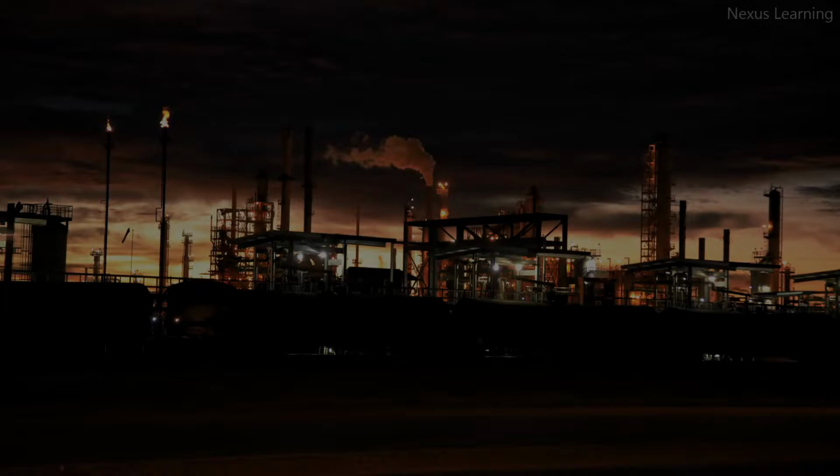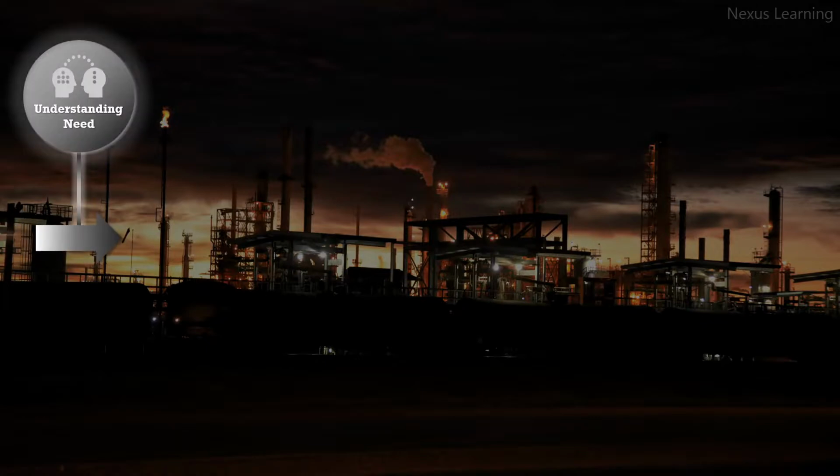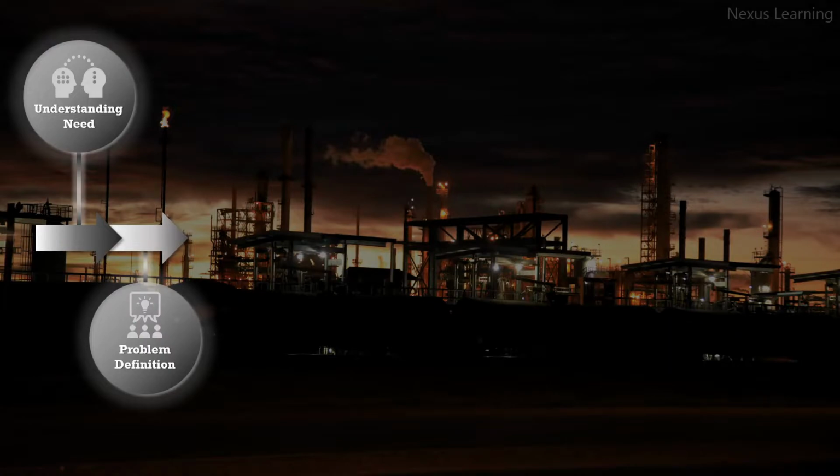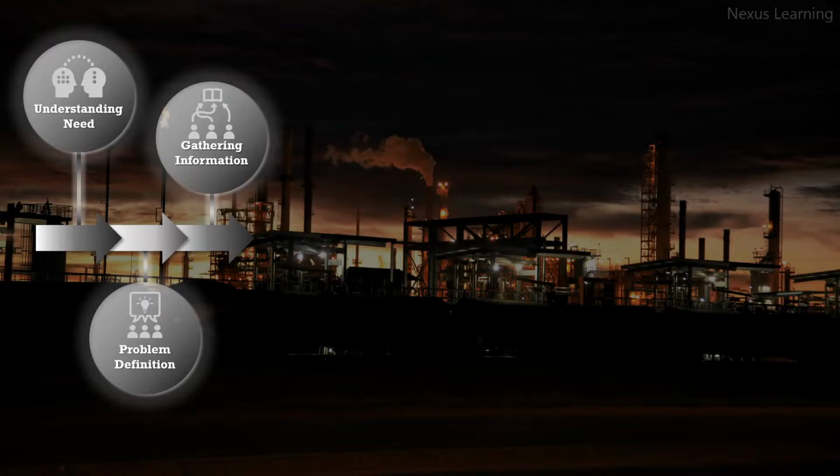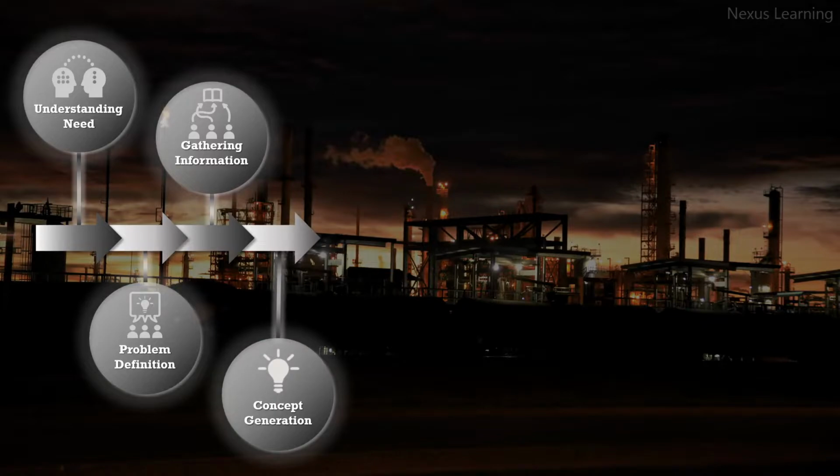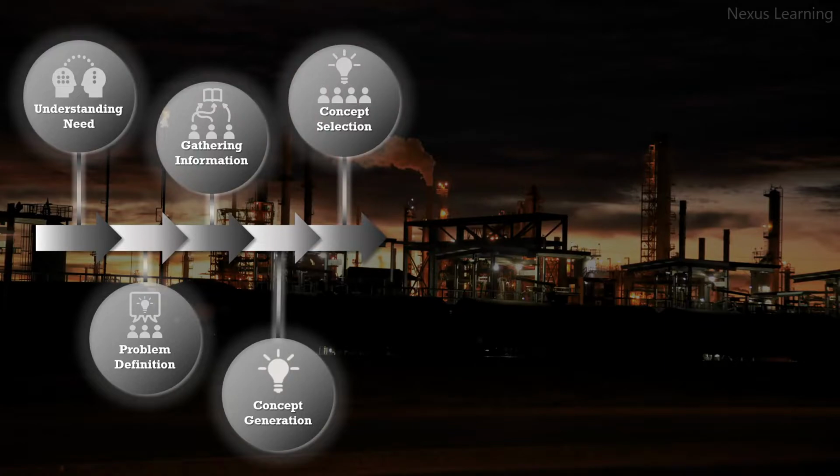What is that process? There are different steps which we will see here. So the first step is to understand the need. We have to understand what is the need in the market. Second, we have to define the problem. We will discuss in detail, but defining a problem is a very, very crucial part. We have to gather information about the problem. We have to generate various concepts, that for this particular design, how many design solutions we can find out. Then we have to select one of the best concepts.